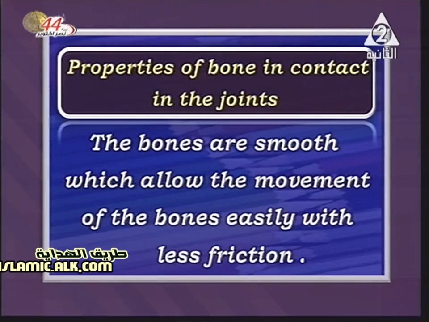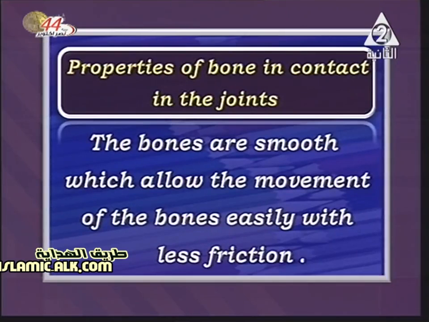Get the meaning? So from the property of the bone in contact within the joint, in this type of synovial joint, they are covered with a delicate layer of transparent cartilaginous substance, and the bones are smooth. And what does it mean? This means they allow movement of bones easily with less friction, to lessen the continuous corrosion of the bone. Okay.